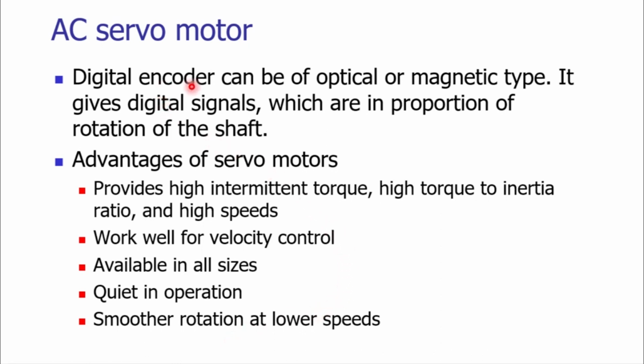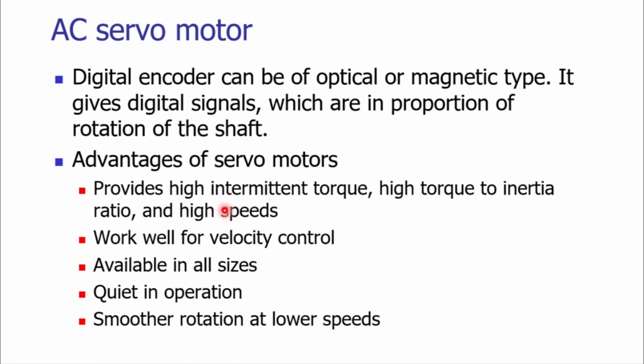So what kind of encoder can we use? We can use either an optical encoder or a magnetic type of encoder. These encoders provide us digital signals which are in proportion to the rotation of the shaft. The various advantages of the servo motors are as follows.